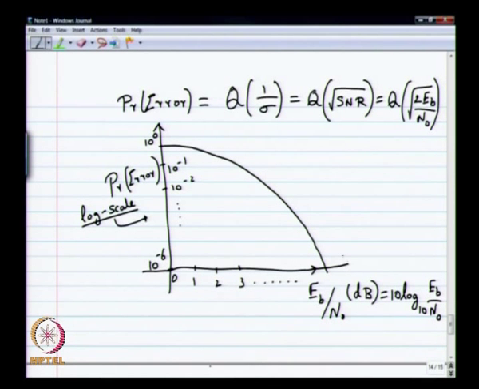So, it turns out if you do the computation with BPSK and all that, this will hit around 10.5 dB if I am not wrong. So, this is a good number to remember: 10.5 dB Eb over N naught for the uncoded system gives you 10 power minus 6 probability of error.